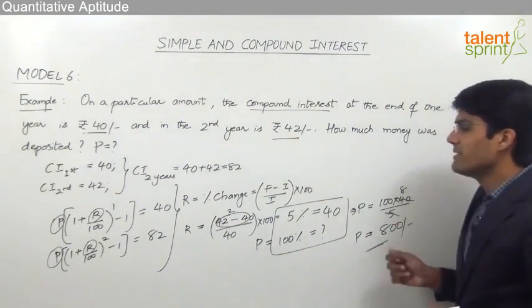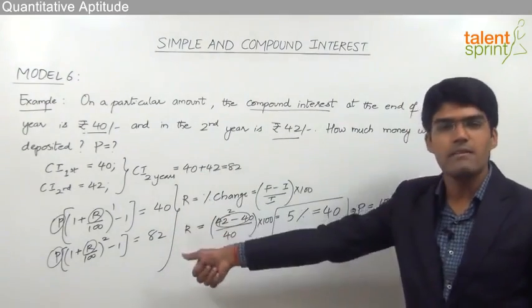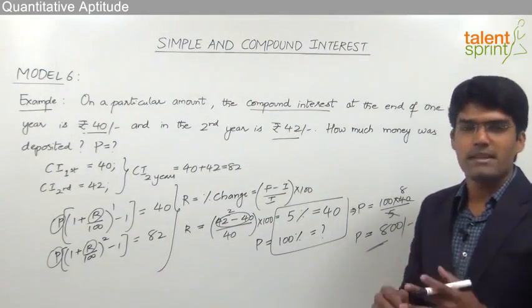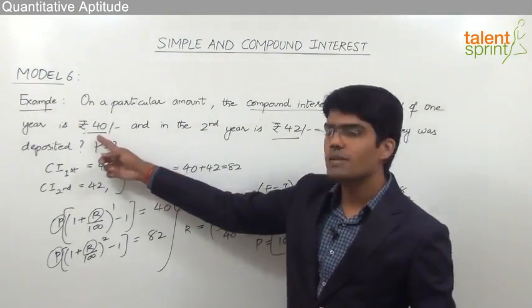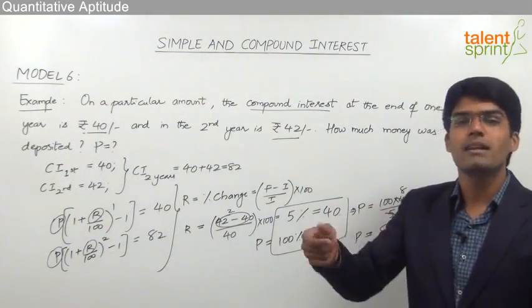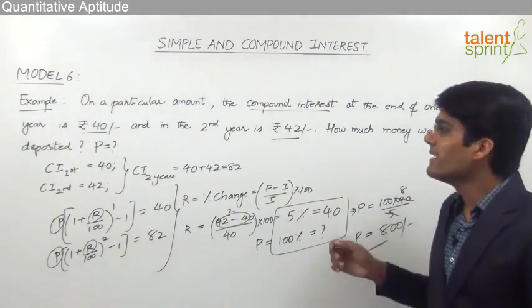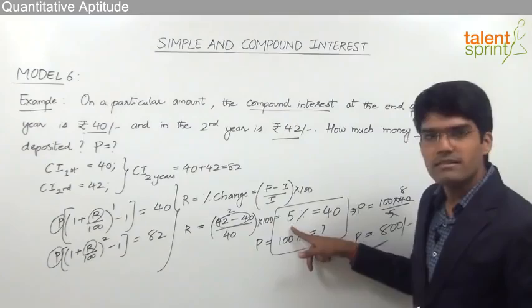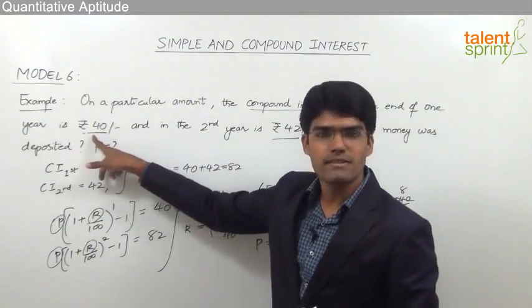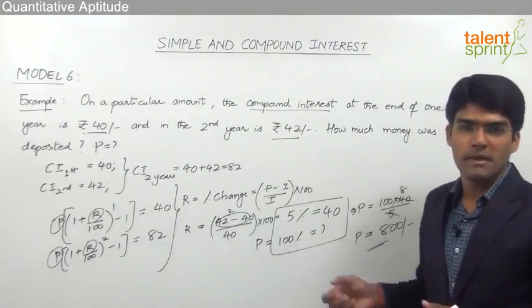So this is how in just 2 steps we can solve the given question, and we can avoid the lengthy way of using the formula. The first step here is find out the percentage change between first year's compound interest and second year's compound interest. That is nothing but the rate of interest in terms of percentage. And once we get the rate of interest, we can equate that rate of interest to the value that we have obtained in first year, that is 40 rupees. And principal 100% can be calculated by cross multiplication.